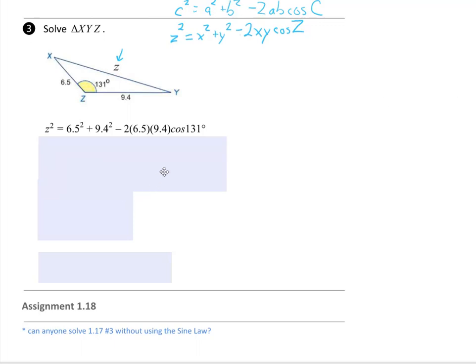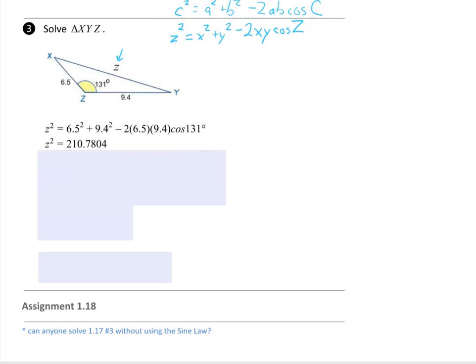So we sub it in, and then we're going to do our calculation in our calculator to the best of our ability. Give it a try, and you should get Z squared equals something about 210.7804 to 4 decimal places. Whatever number you get in your calculator, just keep it.